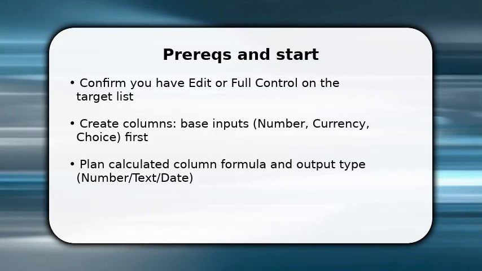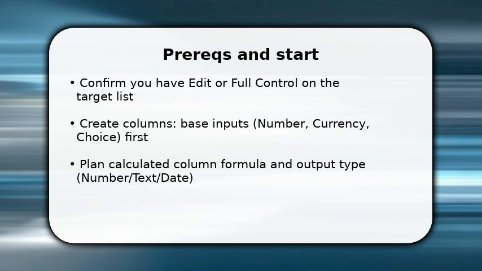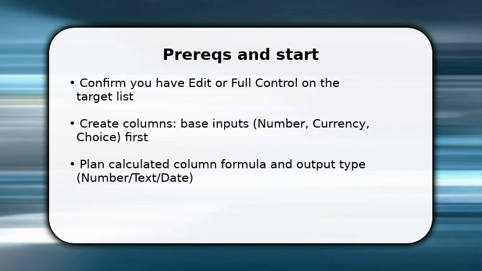You have permissions and columns ready, now begin. First, open the list settings and add any missing base columns: number, currency, choice, or date. Once done, choose New Column and select Calculated, calculation based on other columns.